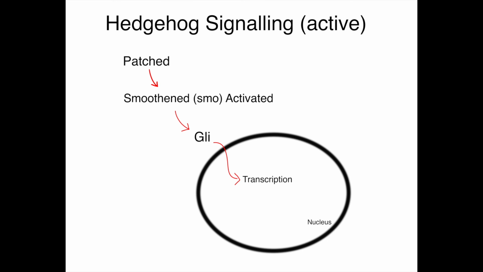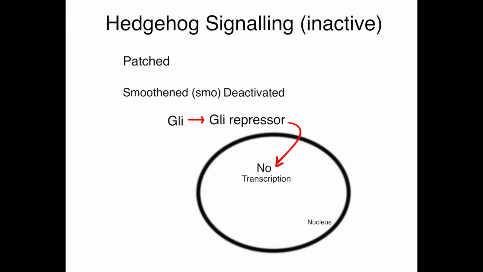Activated smoothened results in these proteins called Gli proteins being able to enter the cell nucleus, where they act as transcriptional activators for particular genes. When hedgehog signaling is inactive and smoothened is deactivated, the Gli proteins are cleaved, and this cleaved version of Gli is able to enter the nucleus, where it's able to act as a repressor for particular genes.